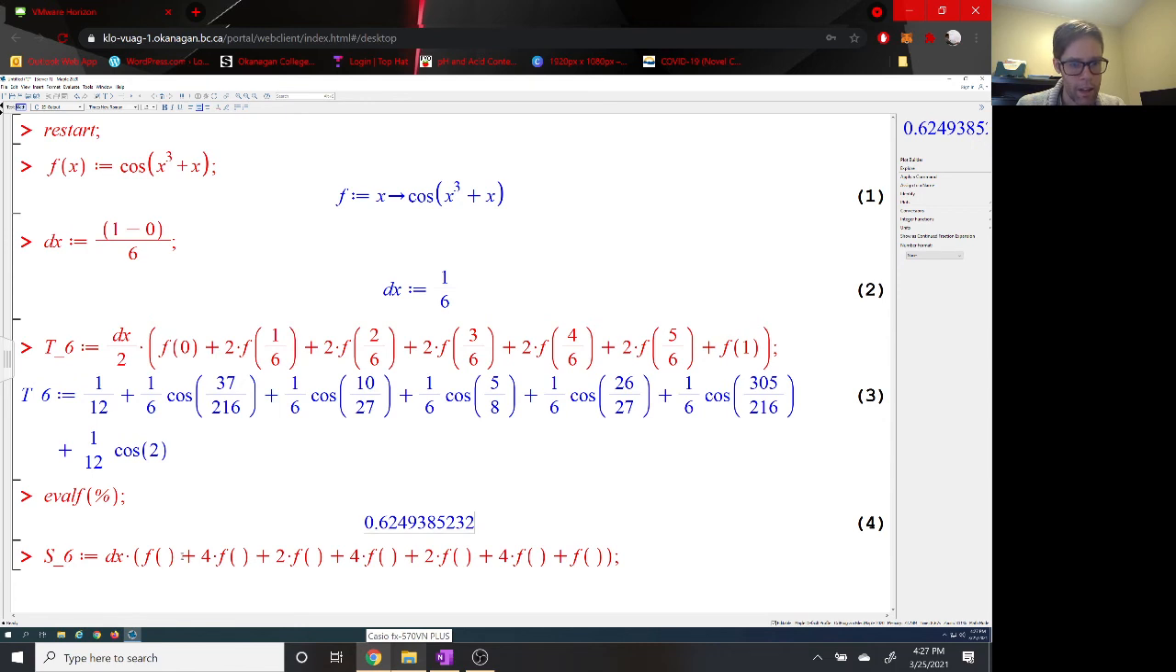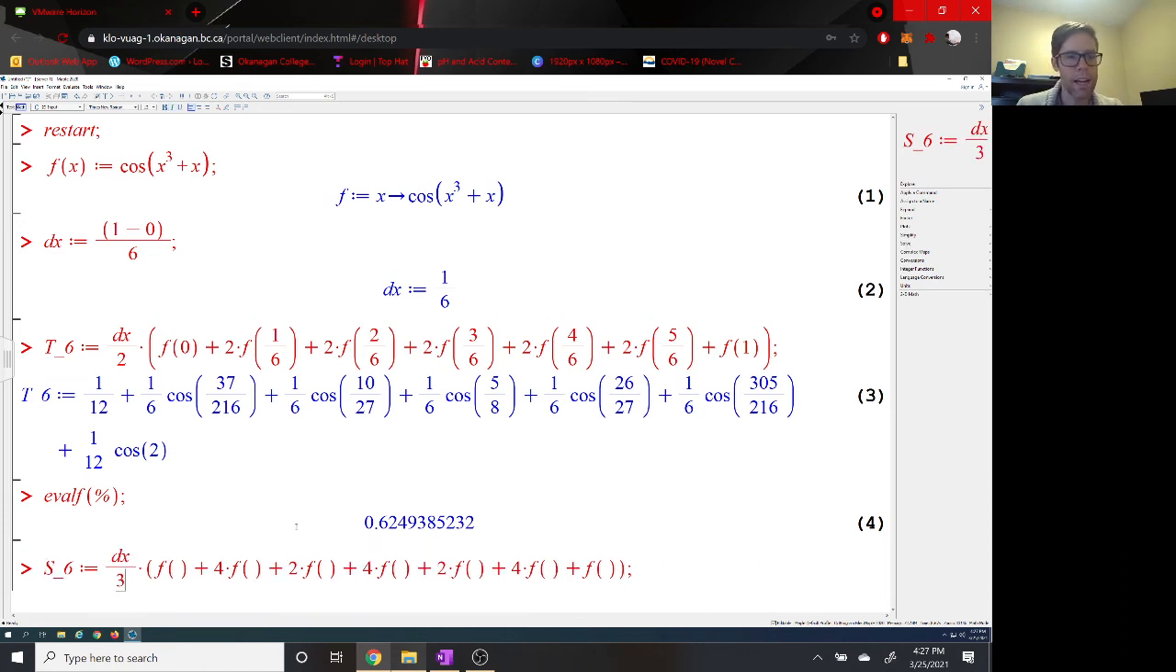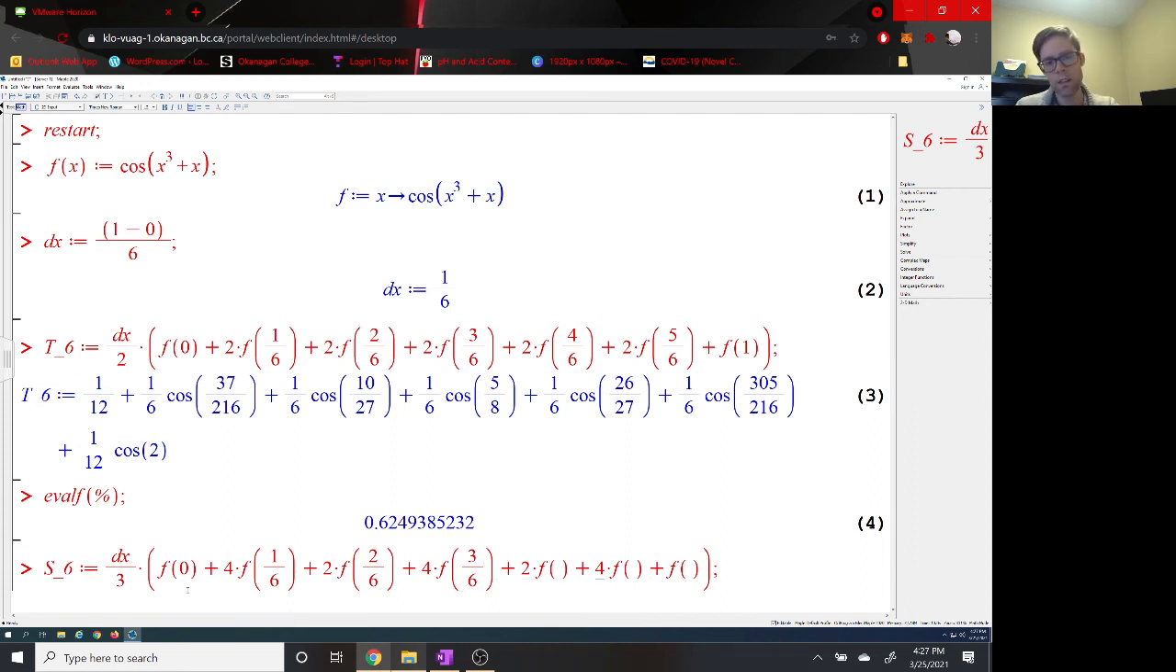So again, I have just the shell set up here for the Simpson rule. I'm going to call it capital S, and I use an _6 to just remind me that there are 6 subintervals here. We need to take our delta x and divide by 3 in this case. And we know what all of the x numbers are. We have 0, 1/6, 2/6, etc. And notice that I've weighted all of these by the appropriate number as well. So 4 times the first one, 2 times the second one, and so on.